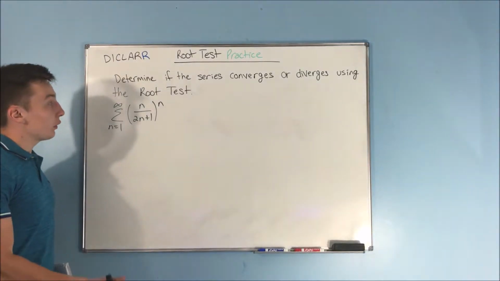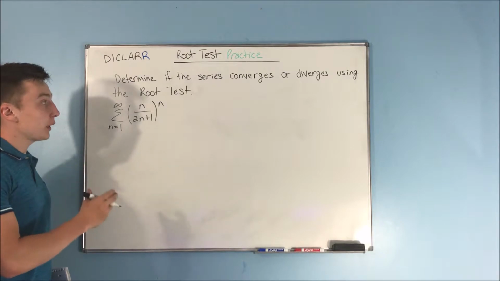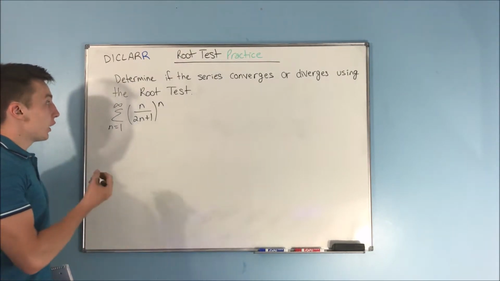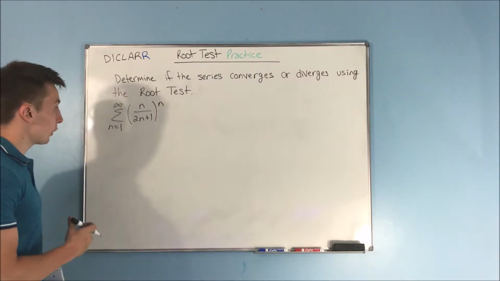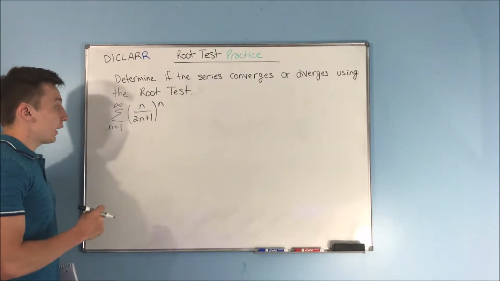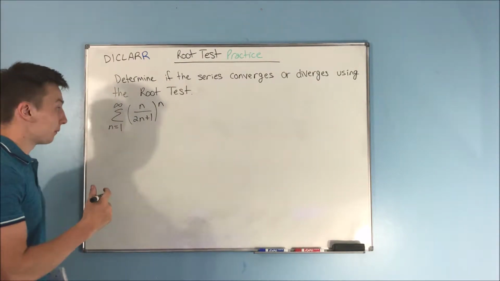Alright, so in this video, we're going to be doing some practice with the root test. We want to determine if the series converges or diverges using the root test, and we have this series up on the board here. The sum from n equals 1 to infinity of (n over 2n plus 1) raised to the n power.